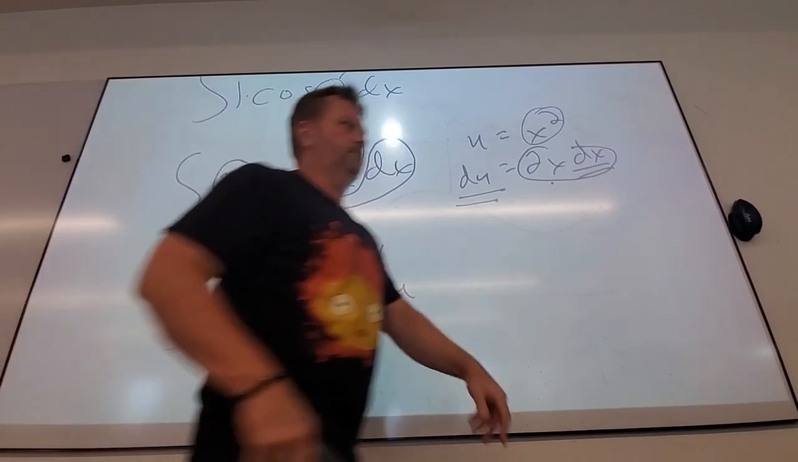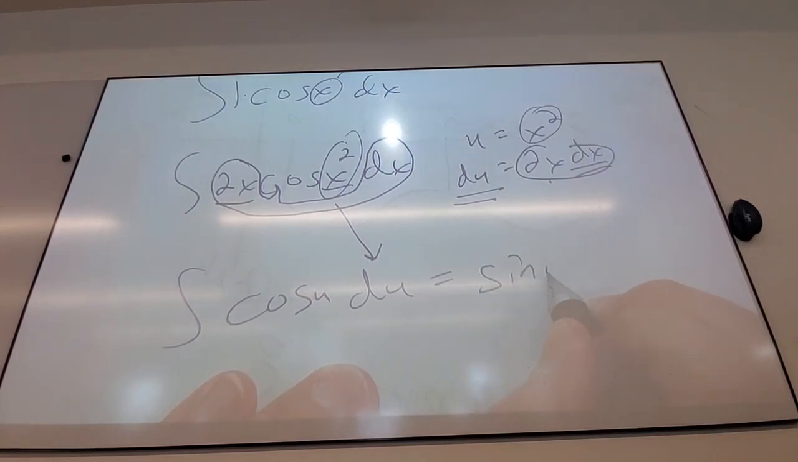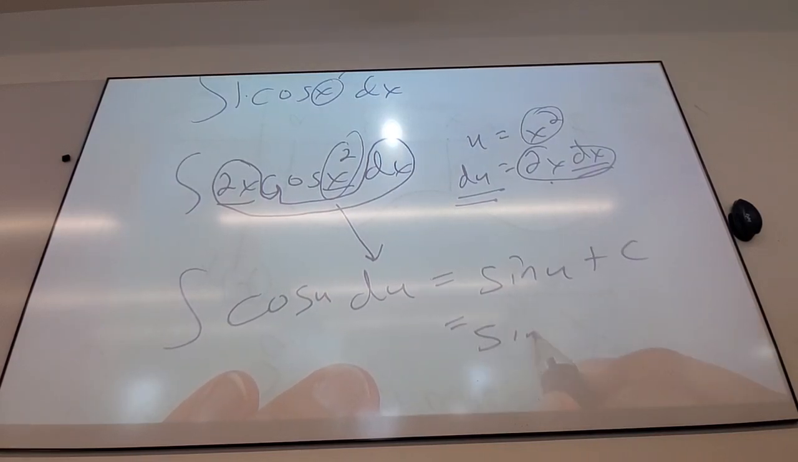Sine u, yes? So let's finish this problem up, and then I'll make sure you understand what we just did. Plus c, and what's u? What was u? x squared. Yes. u is x squared.